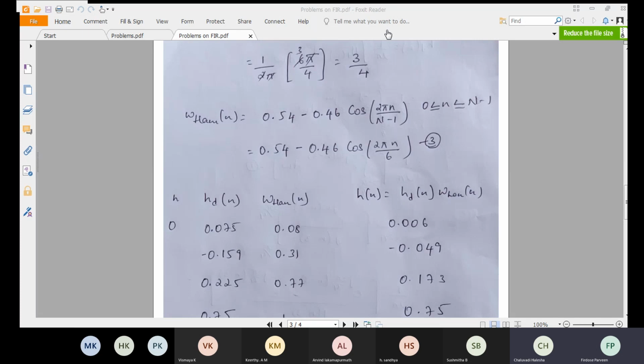Madam, h of n value, h of 0, madam, 6 into 10 power minus 3, madam. h of 1 is minus 0.04929, madam. 0 minus 0.159 it is. Minus 0.049. Yes, madam. If these two things you get correctly, the next one you will get correctly only. Keep it in radians and do it.